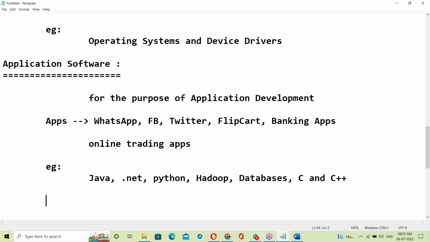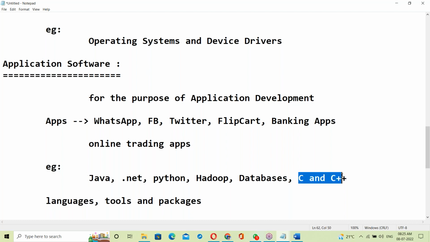In software we are using some languages, some tools, and some packages. Languages like Java, Python, C++, HTML. Tools like data warehousing tools, testing tools, AWS tools, DevOps tools. Packages like MS Office and ERP packages. Many things we are using, right?